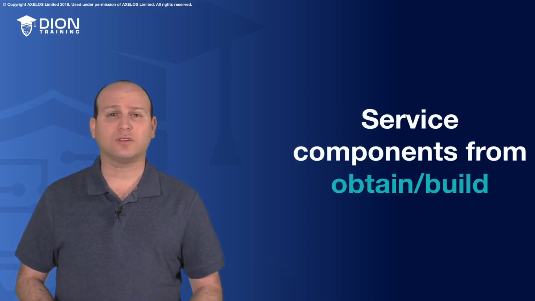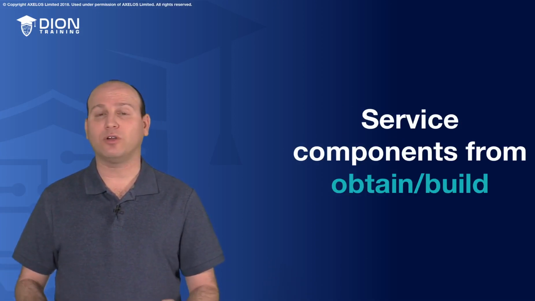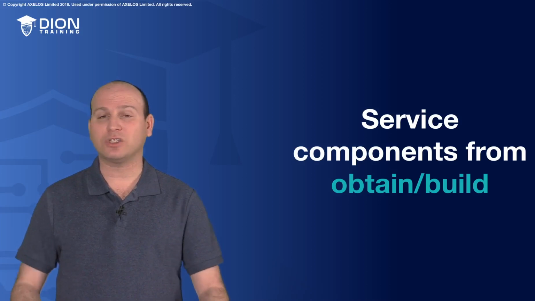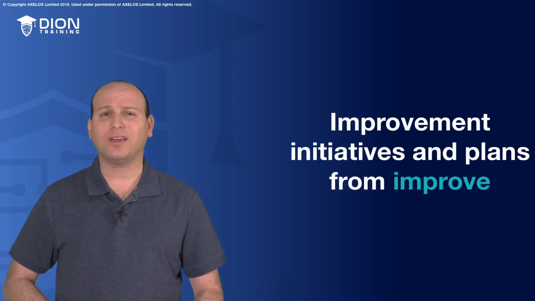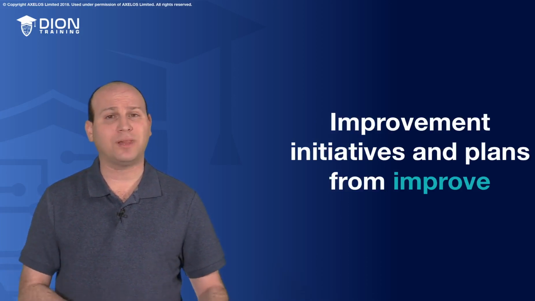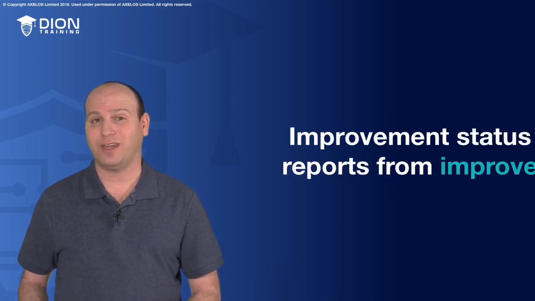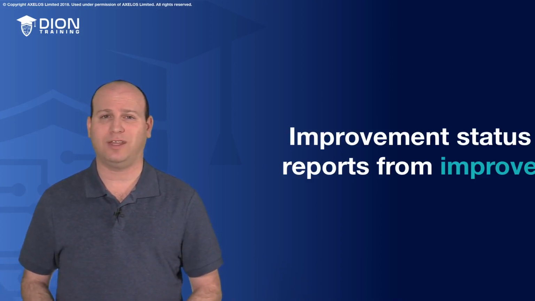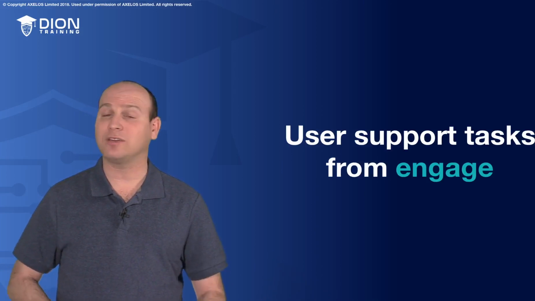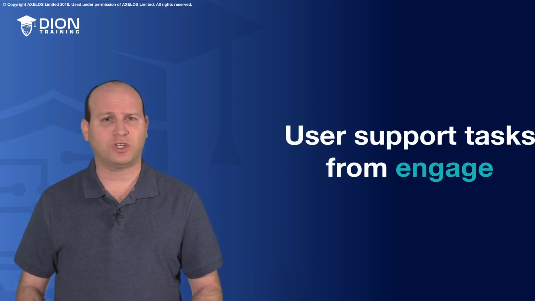We also are going to get service components provided to us by obtain and build. As they built that new email server, it's going to be transitioned, and eventually we are going to get it here in deliver and support. Then we're going to get things like improvement initiatives and plans that are going to come out of the improve value chain activity. We're also going to get improvement status reports from the improve value chain activity. We're going to get user support tasks from Engage, because anytime we're talking to a user, that's an engagement function.